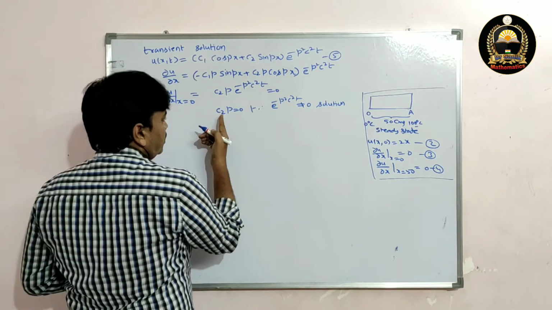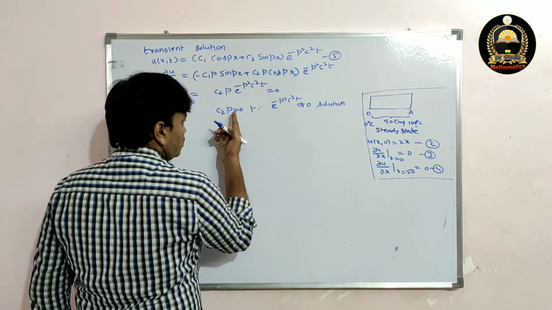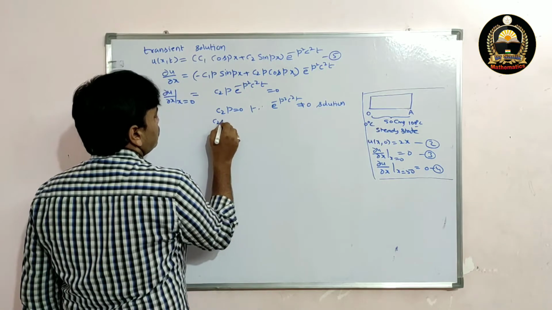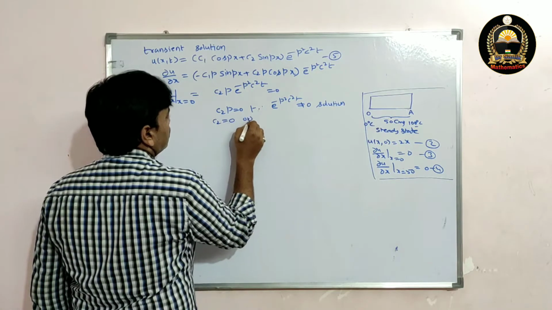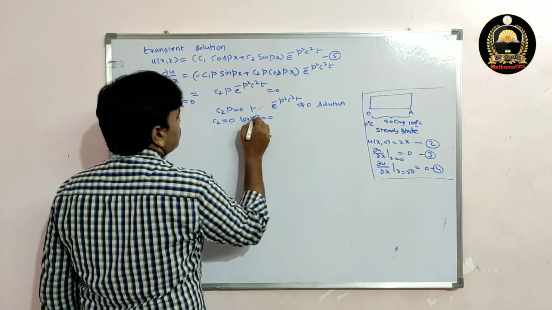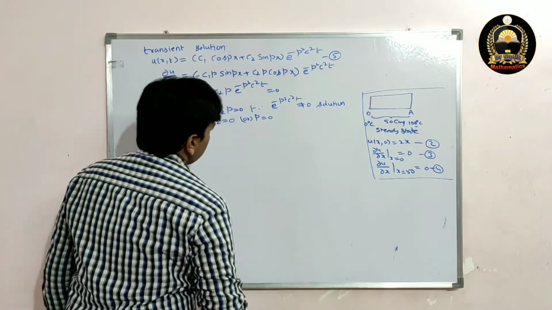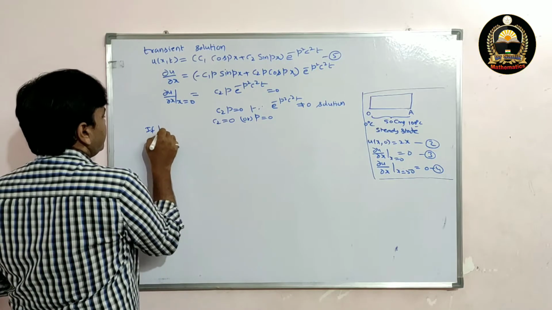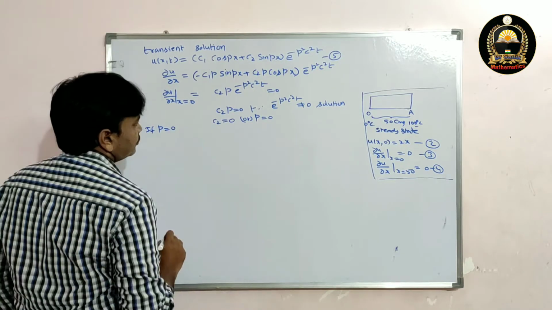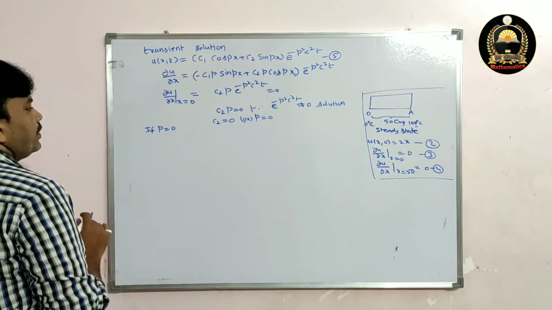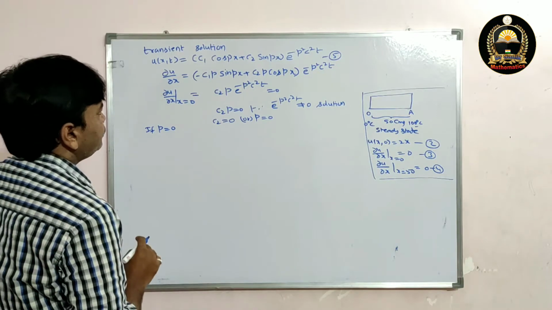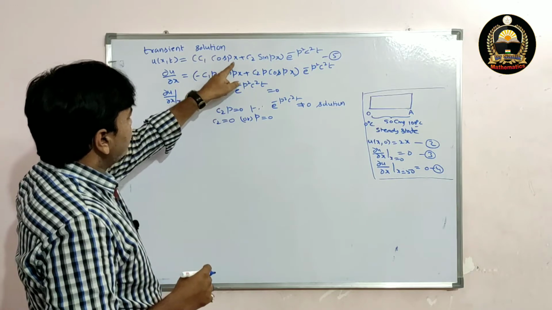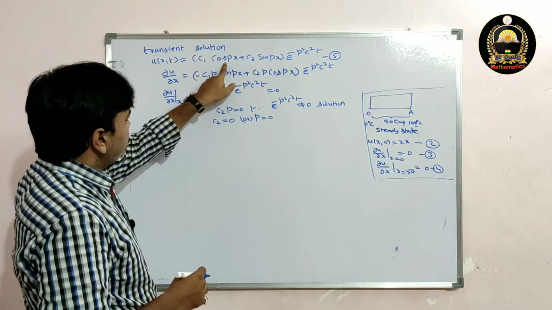So here C2 may be 0 or p may be 0, students. So here C2 is equal to 0 or p is equal to 0, both okay. If p is equal to 0, students, see here, if p is equal to 0, what do we get here?